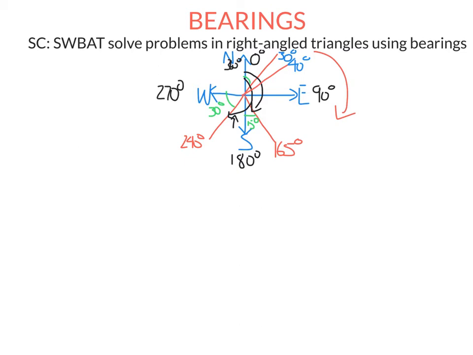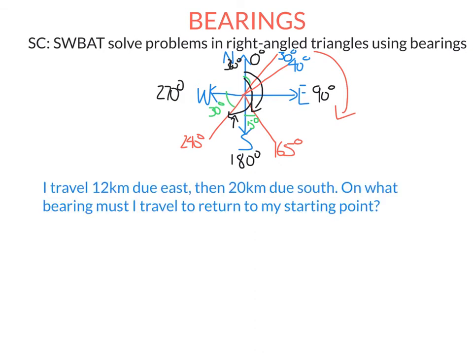Now let's look at an example where we'll use trigonometry to help us solve a problem. Let's have a go at this question here. I traveled 12 kilometers due east, then 20 kilometers due south. I'm going to calculate the bearing on which I must travel to return to my starting point. Just as we did for angles of elevation and depression questions, we're going to draw a diagram. It's going to have a right-angled triangle somewhere, and then we're just going to use SOHCAHTOA either to find an unknown side or an unknown angle.